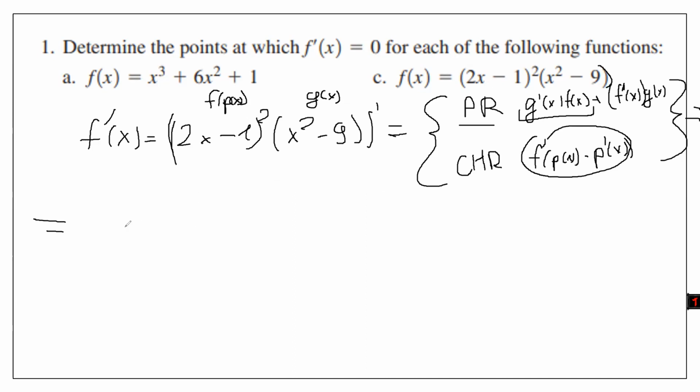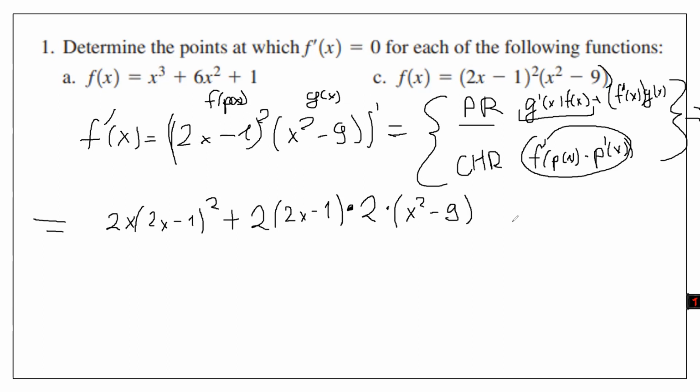So we're going to have 2 times x, the derivative of g of x, times (2x minus 1) squared, plus, now we need to differentiate the composite function. It's going to be 2 times (2x minus 1). We had power 2, subtract 1, so now it's power 1, times the derivative of the inside function, which is 2x minus 1. The derivative of that would be 2. Now we have to multiply this by g of x, which is x squared minus 9. And that's it.